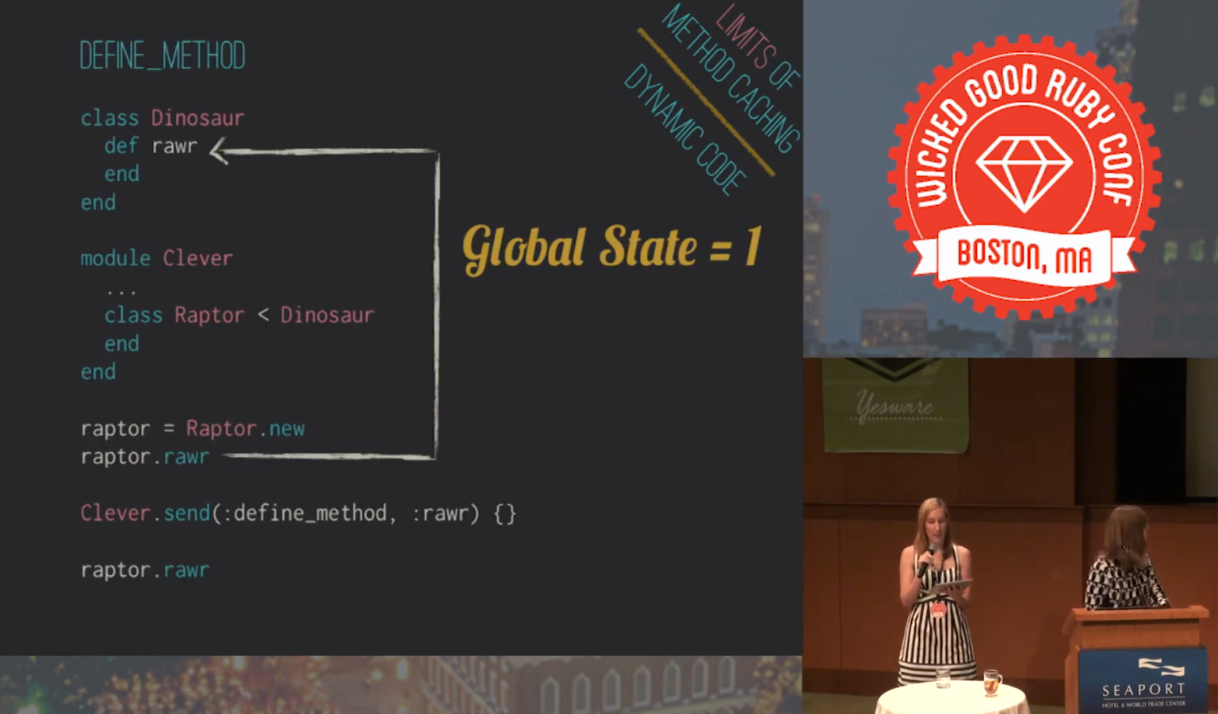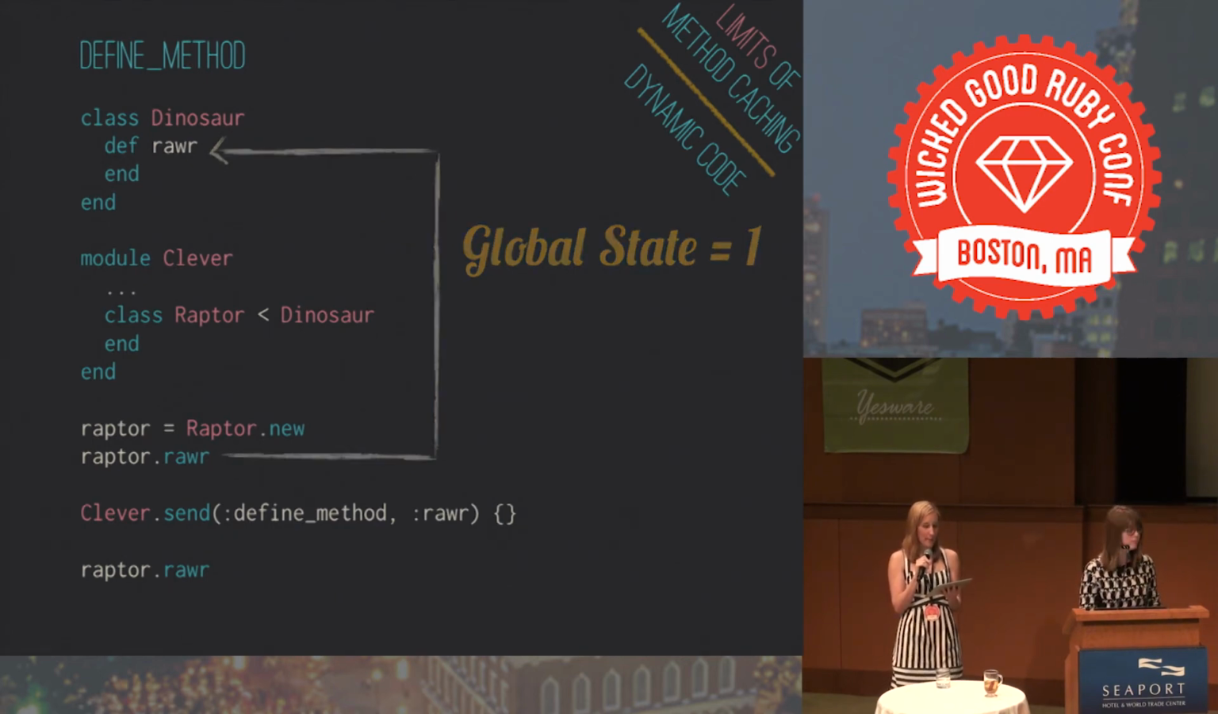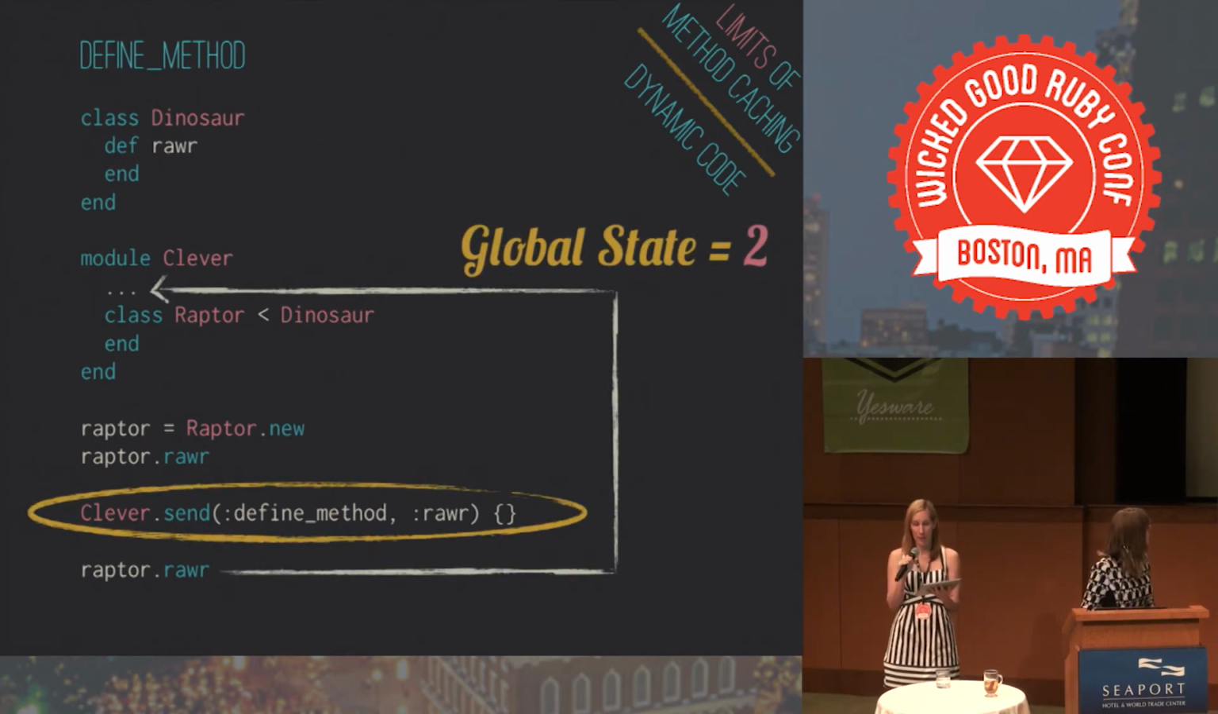The global state is updated whenever you define, alias, or remove methods. This is the most obvious reason to invalidate the method cache, because adding and removing methods can directly impact where a particular method should resolve to. Consider the above example. On the first call to rar, the method is cached to point to dinosaur. However, after dynamically defining a method on the clever module, an identical call to rar will now resolve to a different location. To account for this, calls like this will update the global state and invalidate the cache.